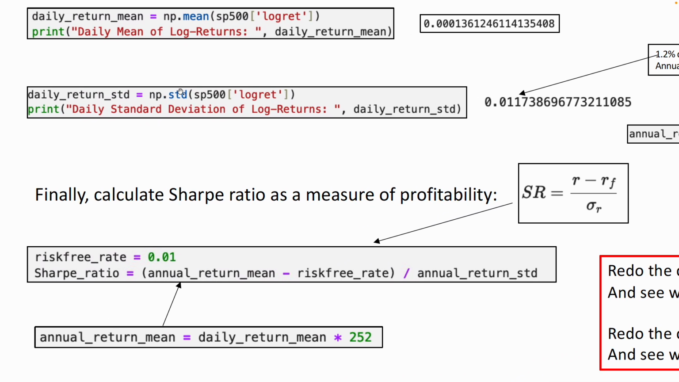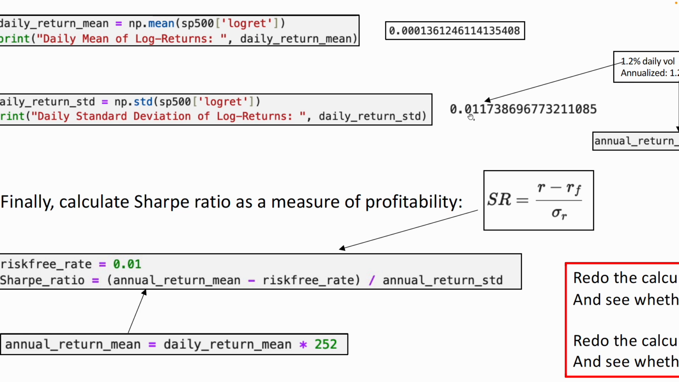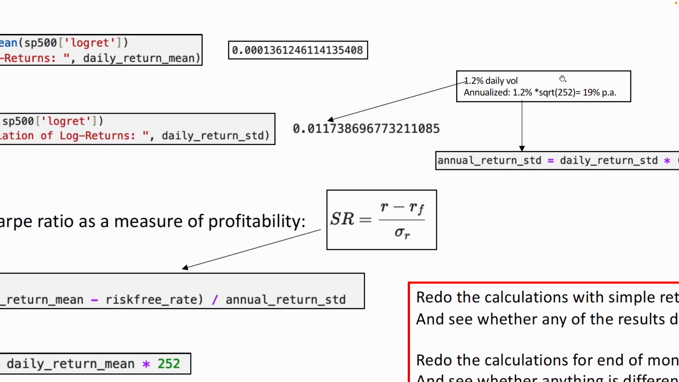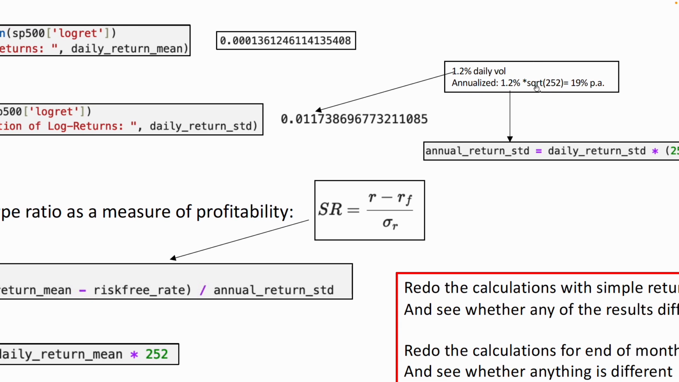Here. I take my daily log returns. I use NumPy standard deviation. So that's my unconditional vol, and it is 0.11. I know that the returns were in decimals, so that's a decimal number here. So it's 1.17%, that's why I say 1.2%. And I annualize that by multiplying with square root of 252. Yeah, so I get roughly 20%.